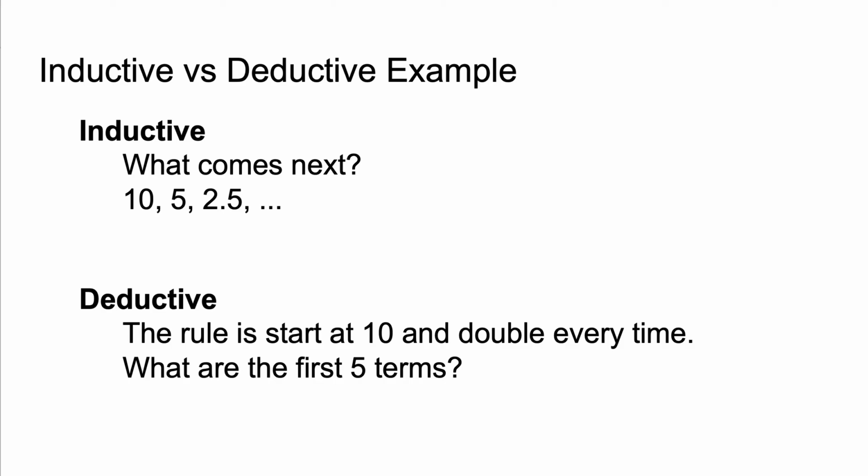Okay. Inductive, here's a pattern. What comes next? 10, 5, 2.5. So looks like we're halving everything, so we'll half 2.5 is 1.25, then 0.625, etc. Okay, so we see a rule and then apply it.